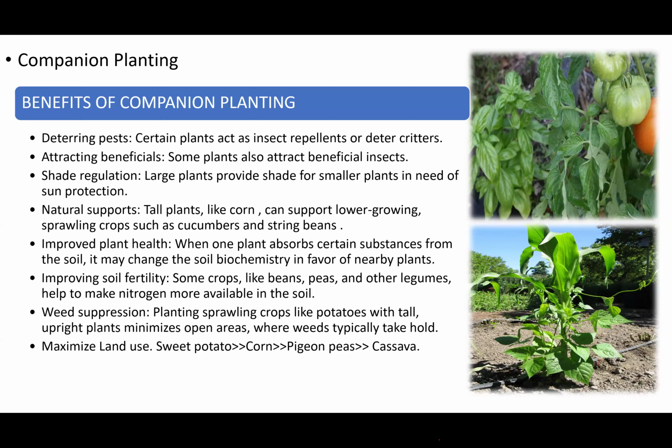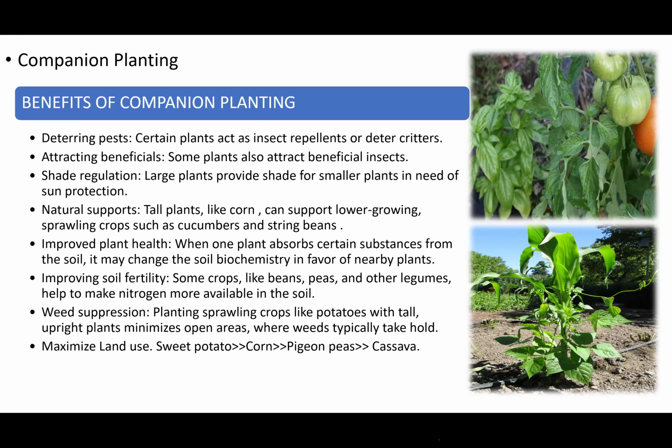So just giving you an example of what my grandfather used to do in a given area, and I think I mentioned it last class, where you use sweet potato, corn, pigeon peas, and cassava. The corn would be the first one coming out, and it would help to deter the rats. And then you have the sweet potato followed by the pigeon peas and the cassava. And you know the pigeon peas is going to add back nutrients to the soil.